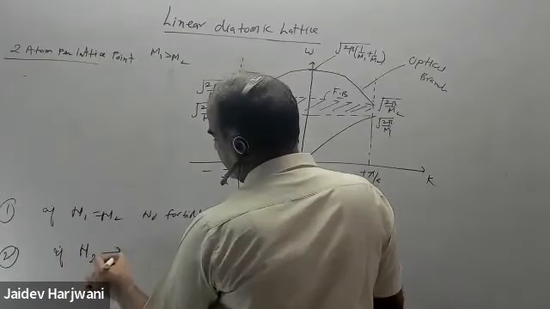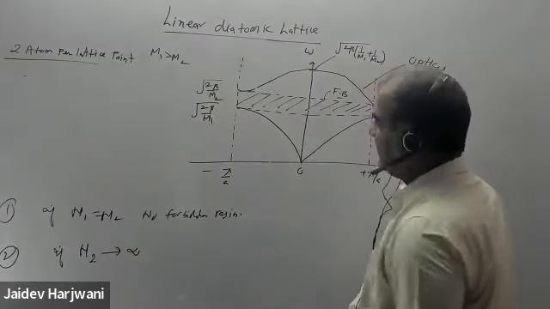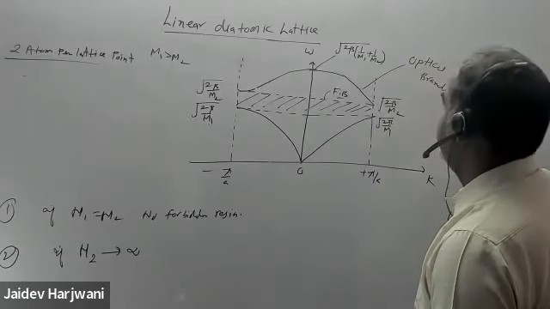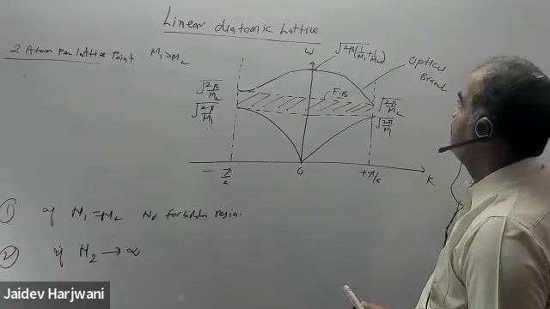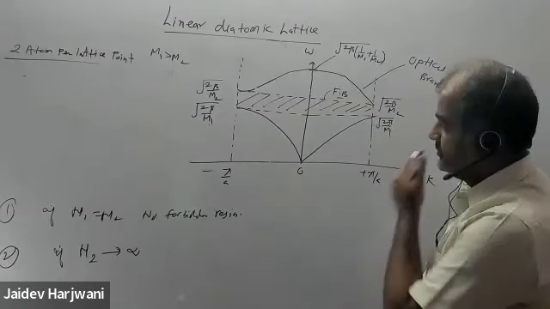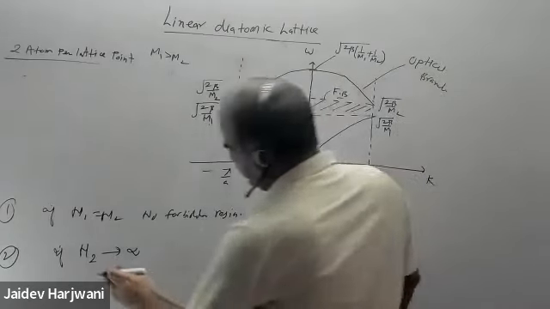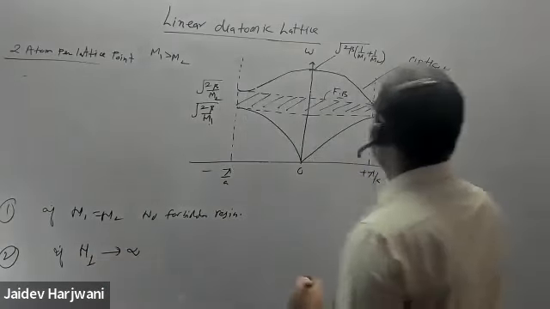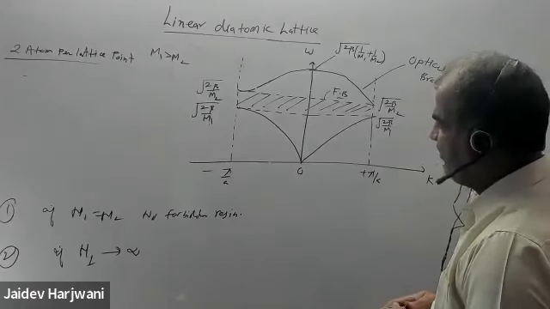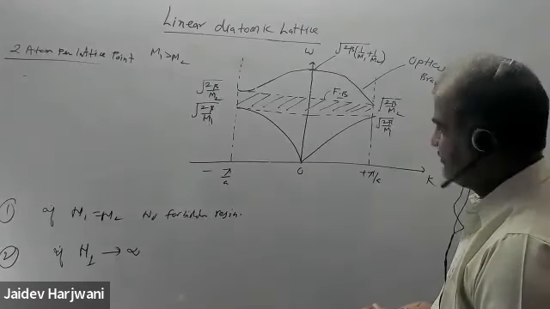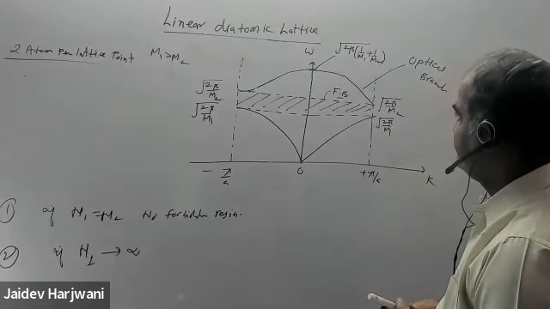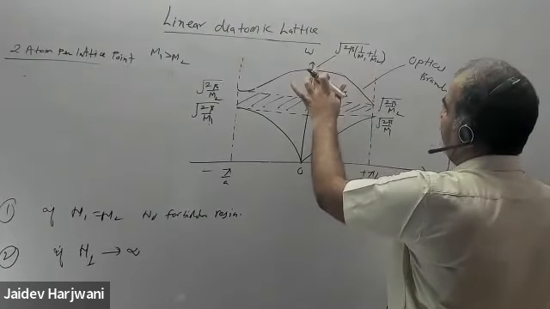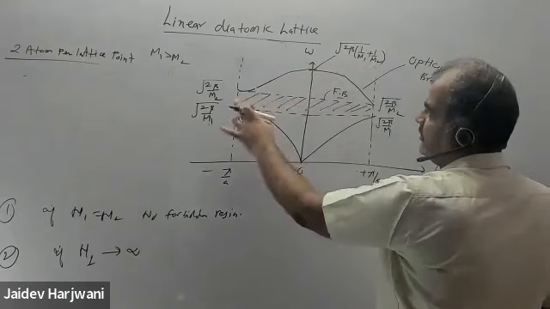Now point number 2: if m2 is very large, infinite, in that case what will happen? Sir, you are saying m2 infinite in comparison to m1. Sorry, m1. You say if m1 is infinite, the heavy mass is infinite, then what will happen? The forbidden zone will become larger. If m1 is infinite, this point will become 2 beta upon m2, the same thing.